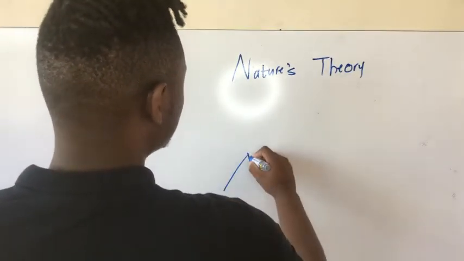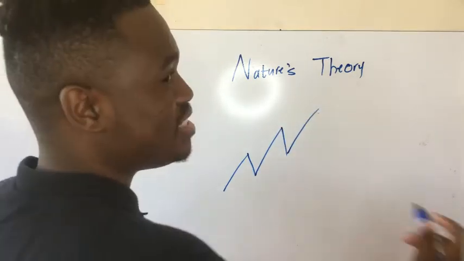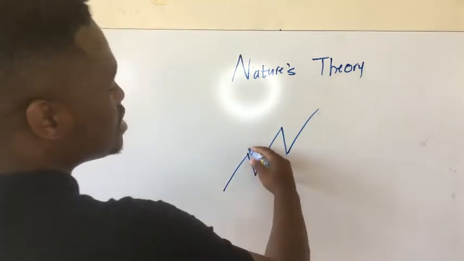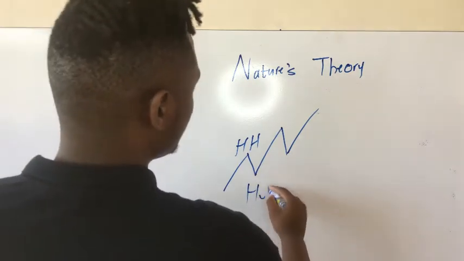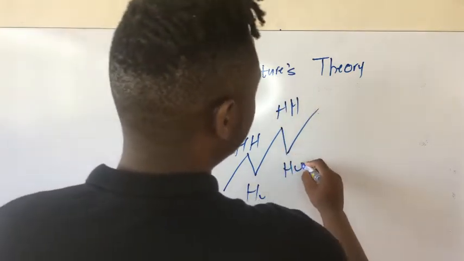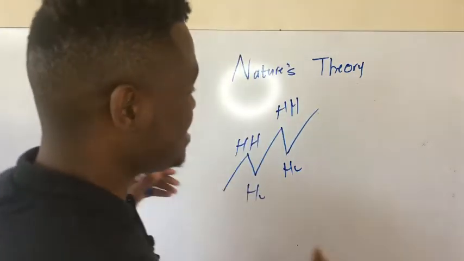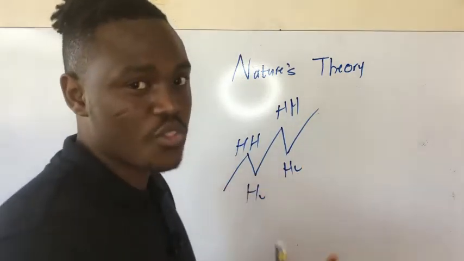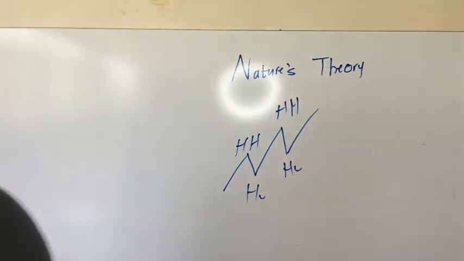We have an impulse, we have a correction, we have an impulse, correction, impulse, which means this market is now trending in a certain direction, because we can see it's making higher highs and higher lows. You understand? As the market moves up, it keeps making these higher highs and higher lows. Now, this is the concept. This is nature's theory, basically. This is the nature of the market. When the market is trending, it creates these impulses and corrections.